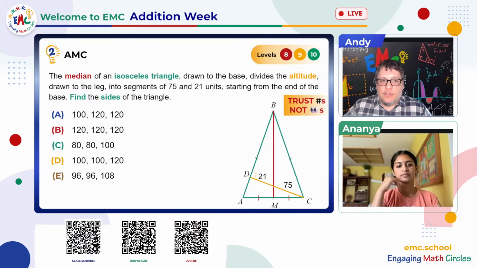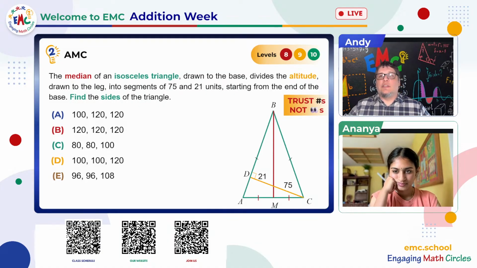Okay. Remember to trust the numbers and not your eyes. This is clearly, very clearly, no. 75, and that's 21. Yep. Always trust the numbers, not your eyes, when you're doing geometry. Okay.